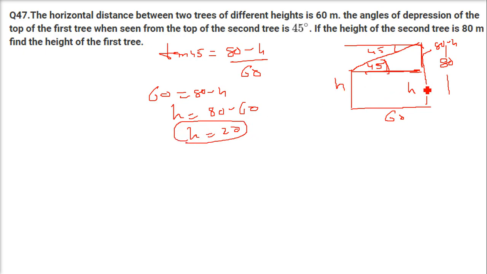This is the answer. So there is nothing to be concerned about. Only one triangle we have to use. This is 80 minus h by x, and this is going to come directly.